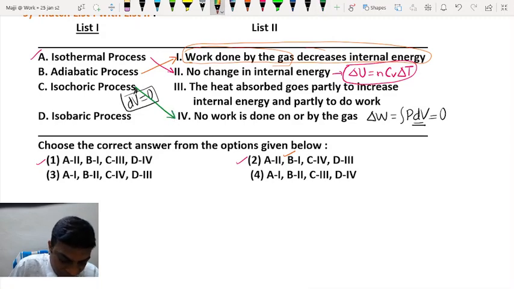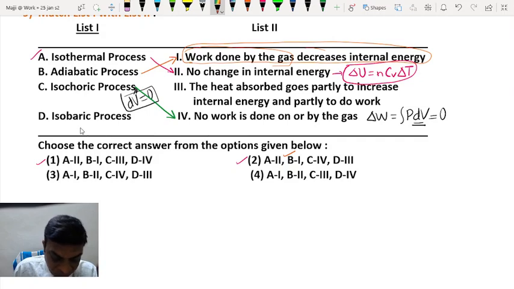Then coming to the last option, that is the isobaric process. Isobaric, iso means same, bar is the unit of pressure. 1 bar is 1 lakh Newton per meter square. It is usually employed for meteorological purposes, that is, the study of weather and climate. So approximately 1 atmospheric pressure is 1 bar.